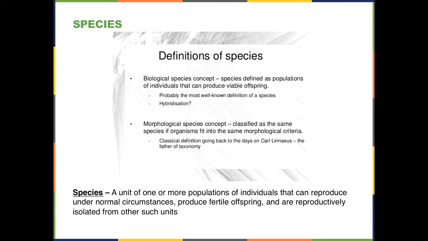If you look at the top here, the biological concept of a species is defined as populations of individuals that can produce viable offspring that can produce other viable offspring. And morphologically, the classification of species is based on certain morphologic criteria. Morphologic criteria are things like whether they have a trunk or not, whether they have flat ears, whether they have scales, whether they have hair, whether they have mammary glands, etc.